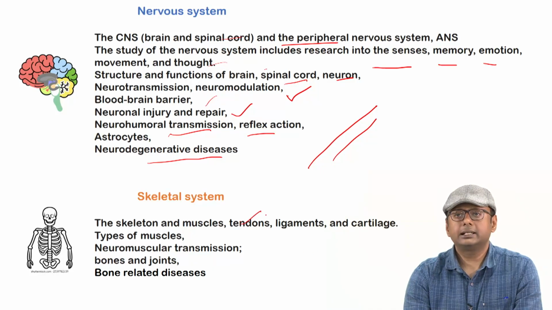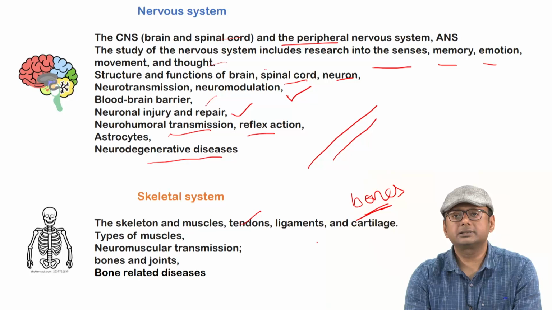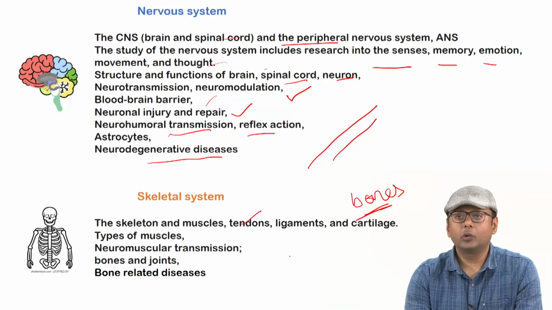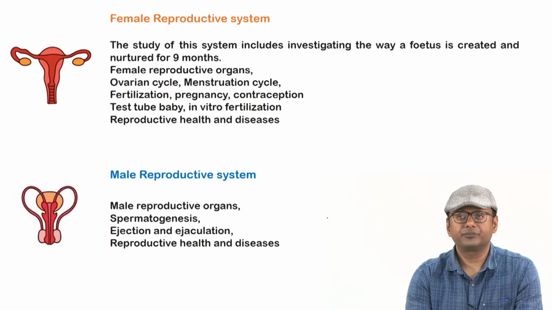Then next is the skeletal system. You can see the skeletal system consists of bones, right? Bones are an important component, then muscles, tendons, ligaments, cartilage, various types of muscles and finally bone-related diseases. So everything would be thoroughly covered during the skeletal system.